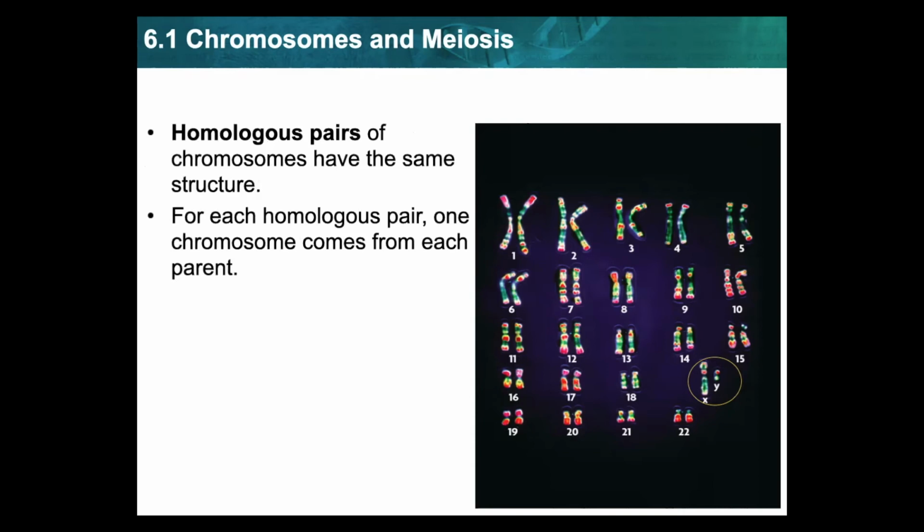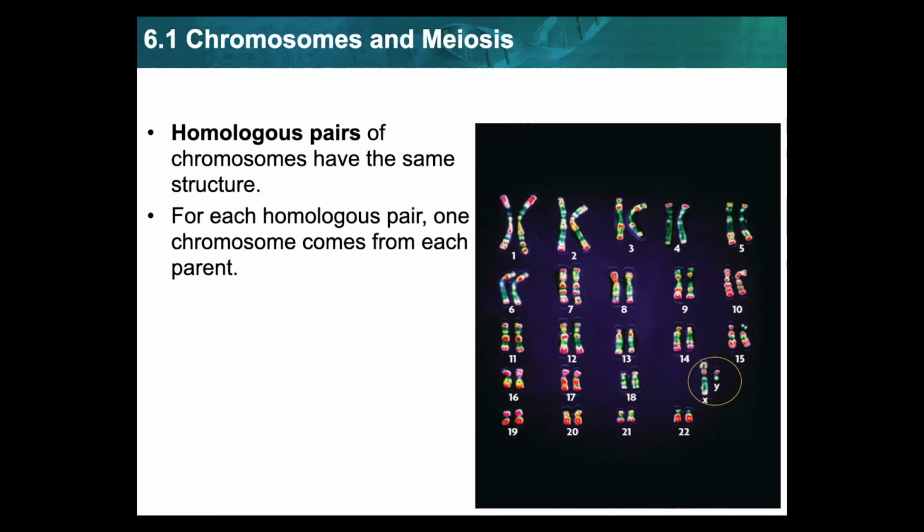Homologous pairs of chromosomes have the same structure. For each homologous pair, one chromosome comes from each parent. Going back to chromosome number 1, we can see that number 1 has 2 legs to it. Each came from a different parent. So the left one we could say came from the mom, and the right one came from the dad. We don't know just by looking which one came from which, but one came from each parent, and that's true for every chromosome number.